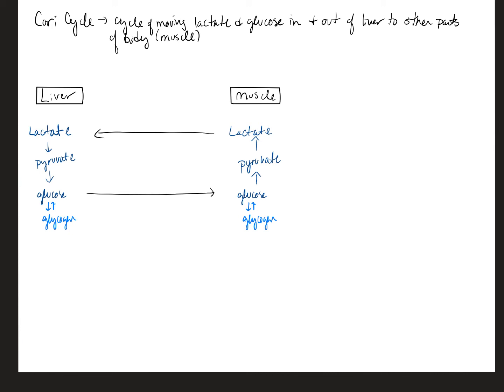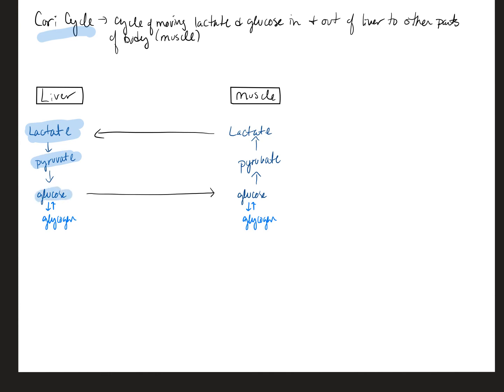So I wanted to also talk to you about what's known as the Cori Cycle. And the Cori Cycle is the moving of lactate and glucose in and out of the liver to other parts of the body. And so this is a cycle that occurs. And in the liver, what we have here is lactate that's come over from your muscles. We can convert that to pyruvate and then to glucose.